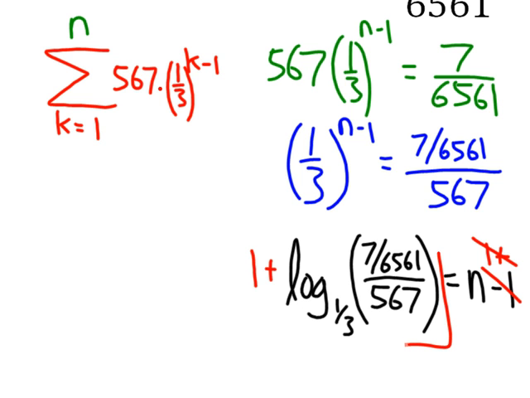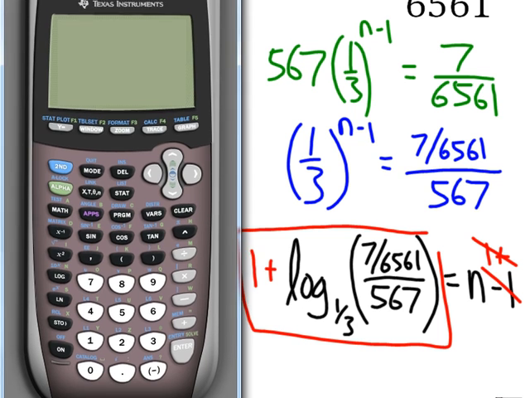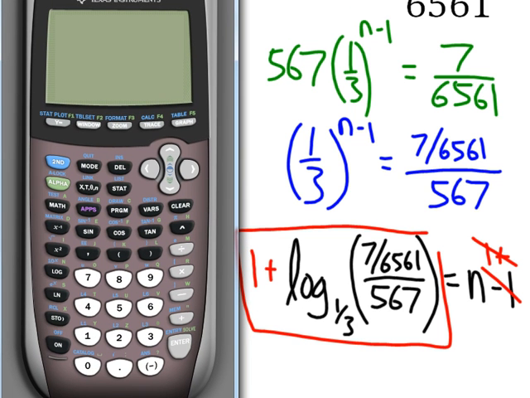N equals this rather nasty logarithm, but at least I'm ready to grab the calculator and figure out what that is equal to. And I'm expecting a whole number. If I don't get a whole number at this point, I know there's a problem, because n has to be an integer. It's a sub n, and that subscript has to be a whole number.